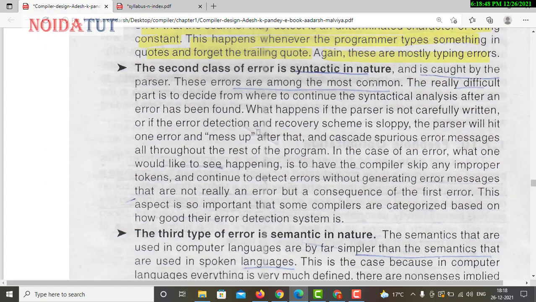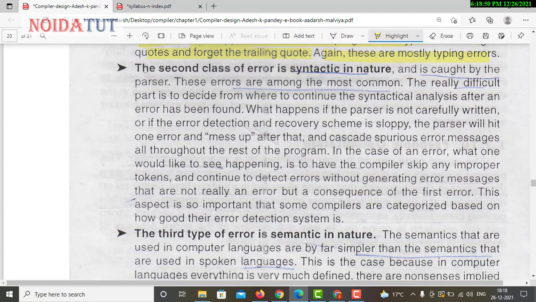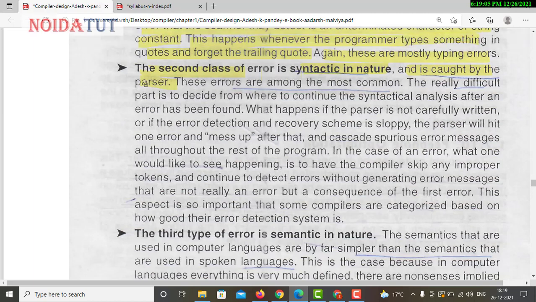Now, proceeding further, we have the second class of errors. What are the second class of errors? These are the syntactic errors, that means syntax errors, and they are caused by the parser. What is a parser? The parser was the second phase of the compiler, in which we were making the structure of the program and we were making a tree. Fine. Now, these syntactic errors are the most common errors.